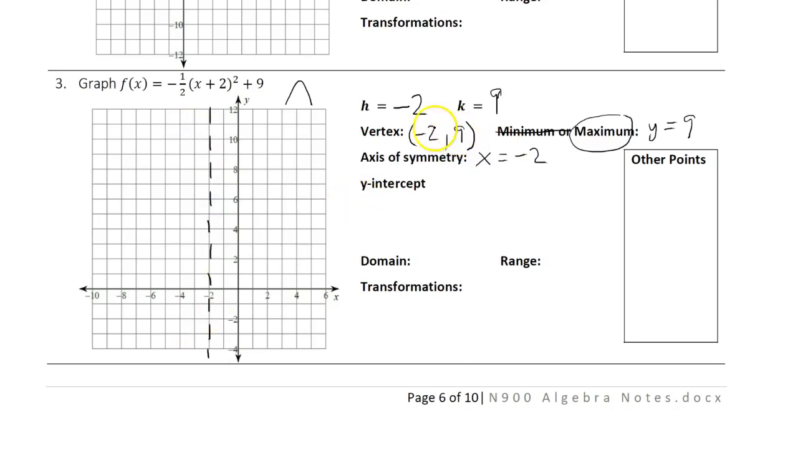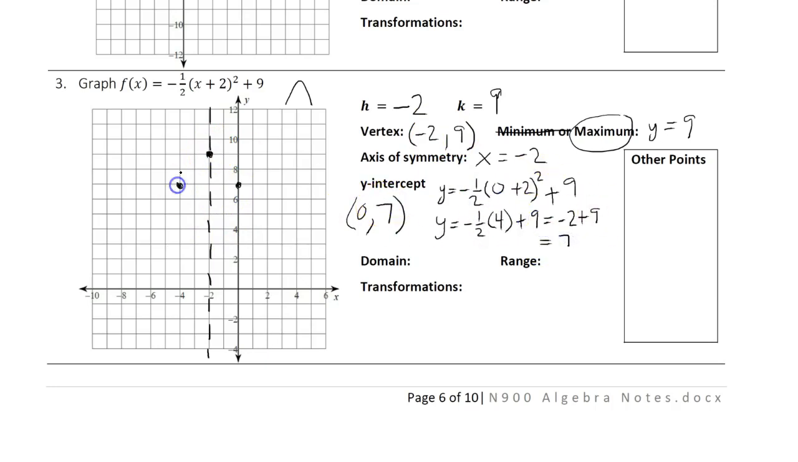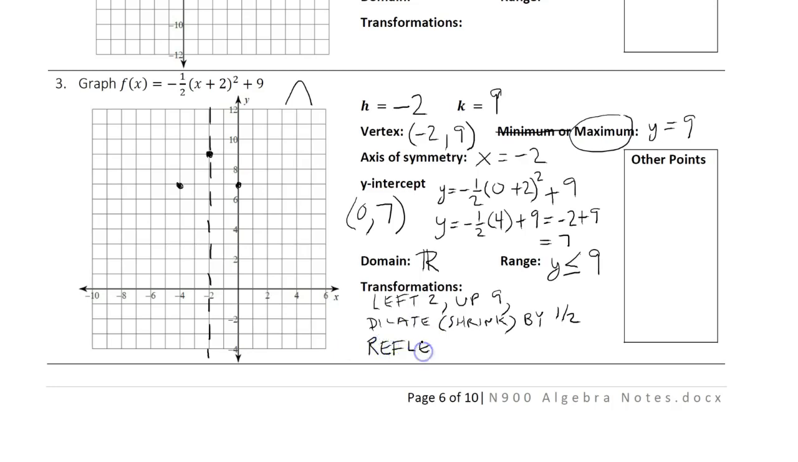Find the y-intercept by plugging 0 in for x. The y-intercept is (0, 7). The domain is all real numbers. The range is y is less than or equal to 9. The transformations are left 2, up 9. The dilation is shrinking by a factor of 1/2. A is -1/2, so this parabola opens downwards, so it is reflected.